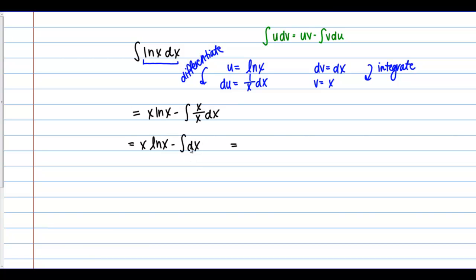So let's do that. So this becomes x ln x, and the integral of dx is just x. So I get minus x, and then I just want to include my plus c. Okay, so what we've actually done here then is we've come up with an expression for the antiderivative of the natural log of x.